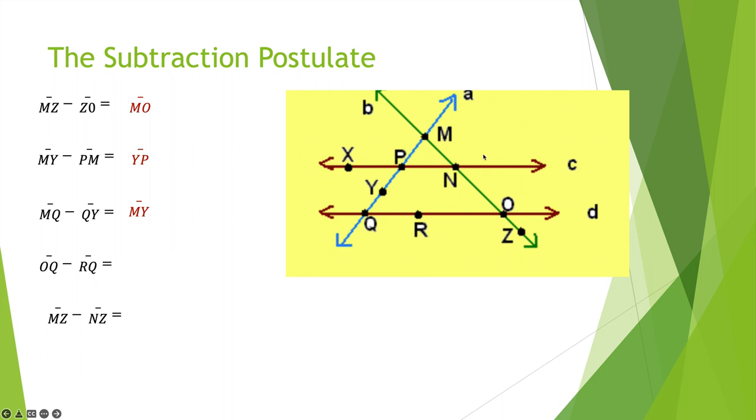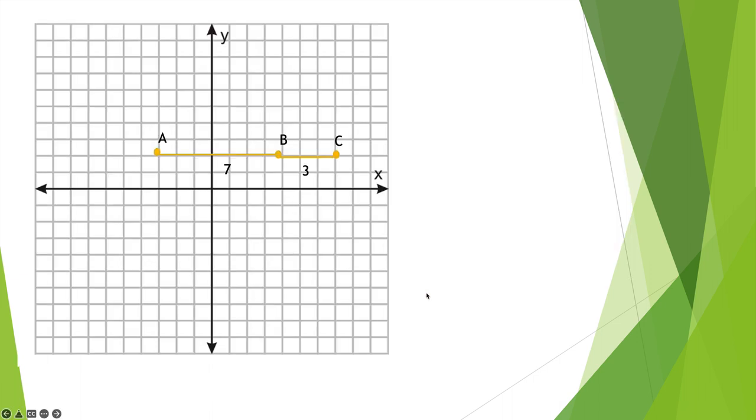Okay, if I do OQ and I subtract RQ, I'm left with OR or RO. And if I do from M to Z and I subtract from N to Z, I'm left with segment MN. Now, how can we begin to see some examples of this within the Cartesian plane or the coordinate plane?